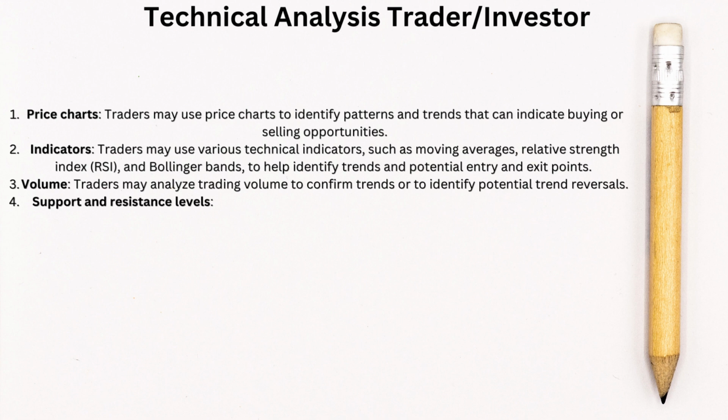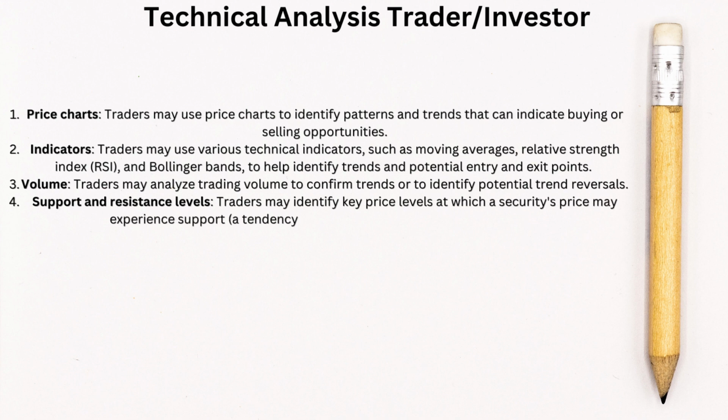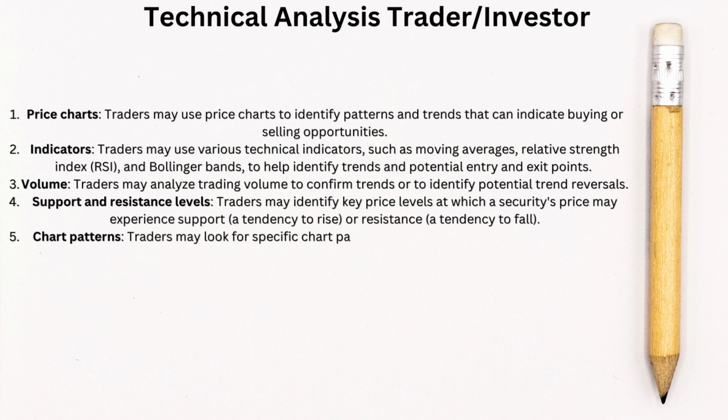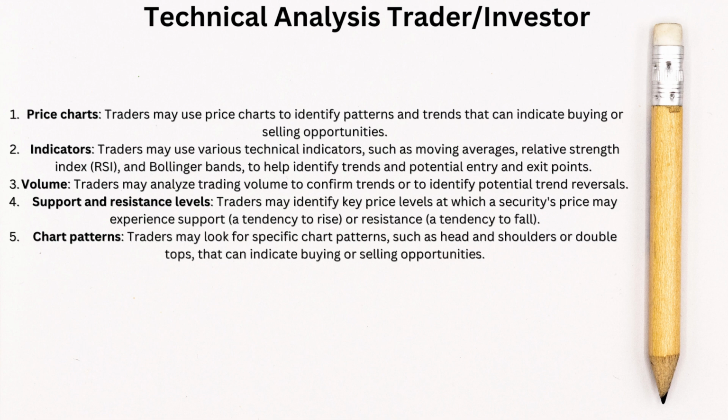Number 4, support and resistance levels. Traders may identify key price levels at which a security's price may experience support, a tendency to rise, or resistance, a tendency to fall. Number 5, chart patterns. Traders may look for specific chart patterns, such as head and shoulders or double tops, that can indicate buying or selling opportunities. Number 6, gap analysis.